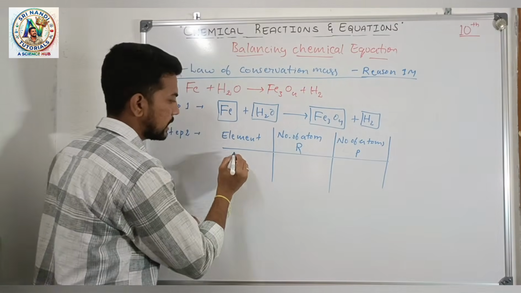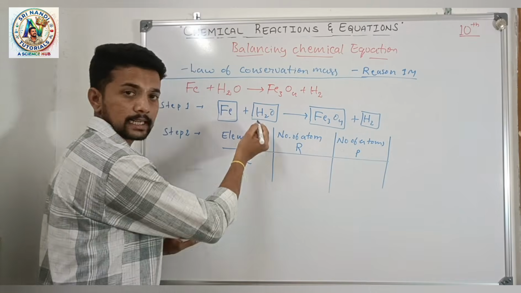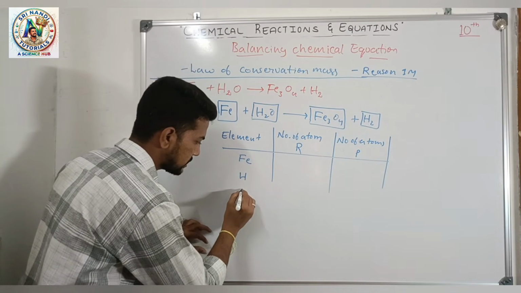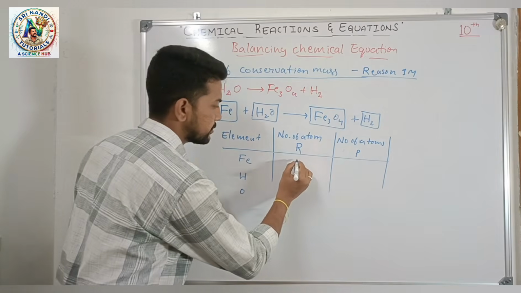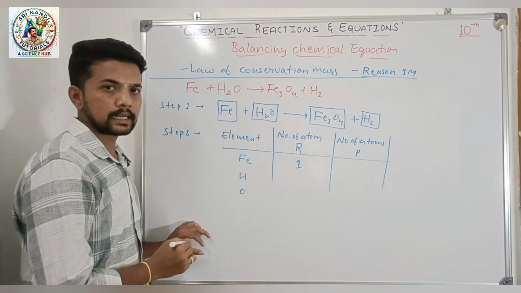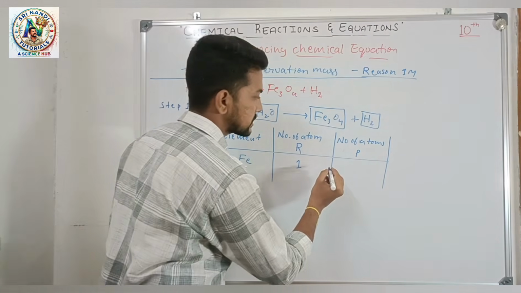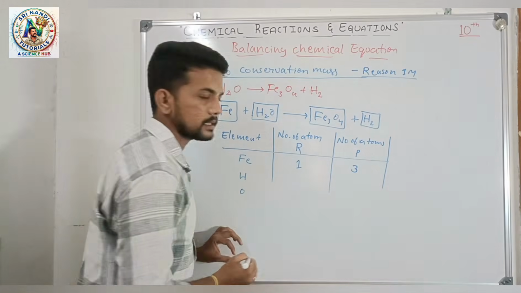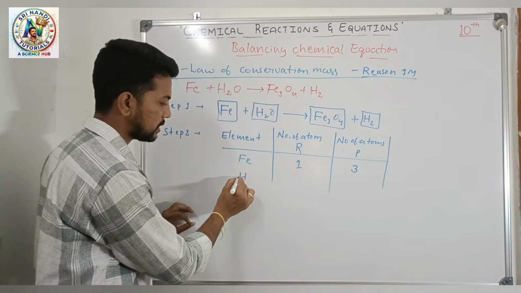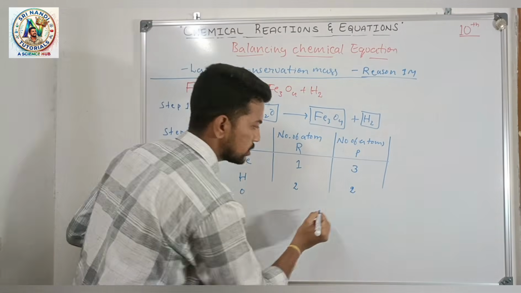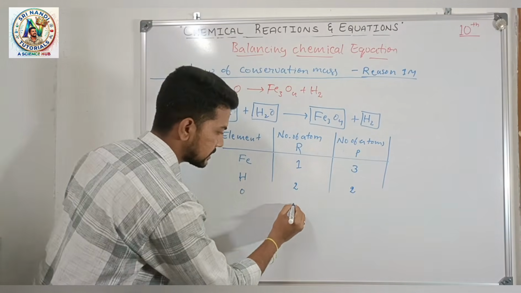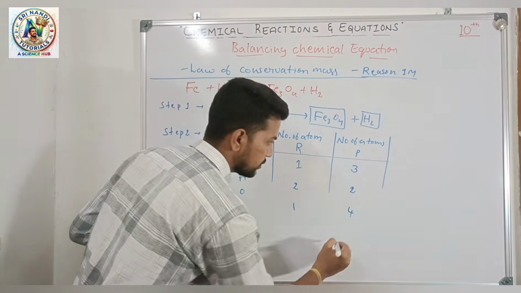So first one is iron, second one is hydrogen, and third one is oxygen. In the reactant side, there is only one iron atom. In the product side, there are 3 iron atoms. With respect to hydrogen, reactant side 2, product side 2. Oxygen, reactant side 1, product side 4.